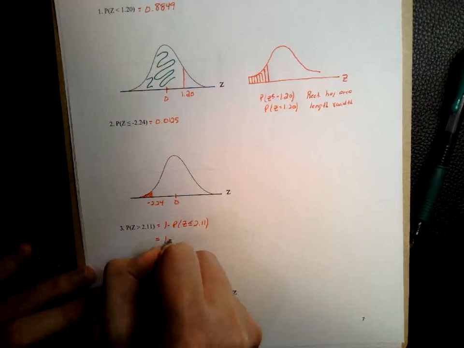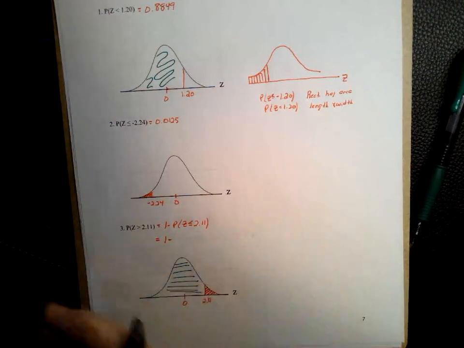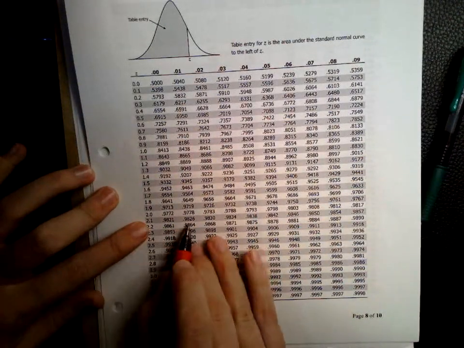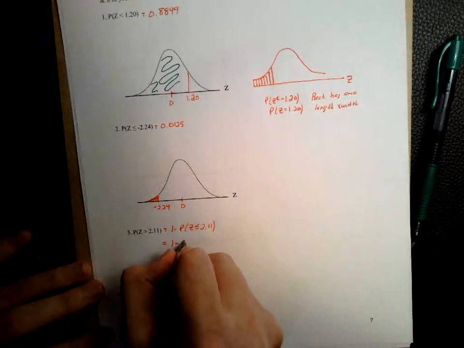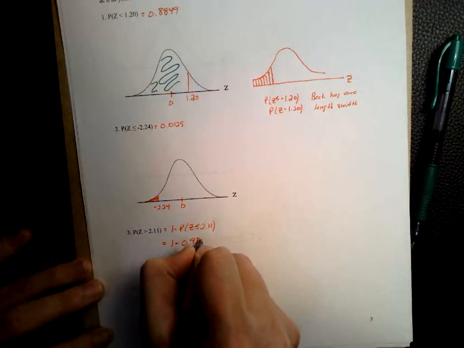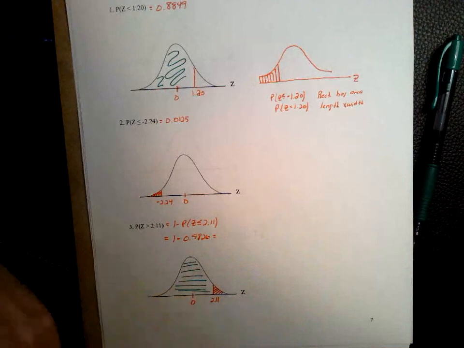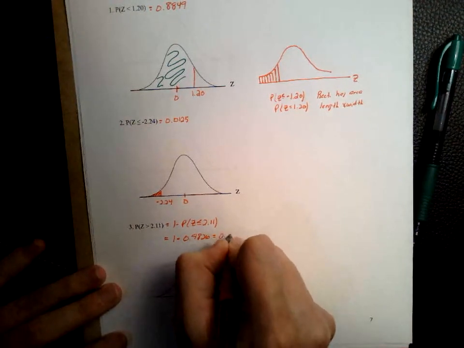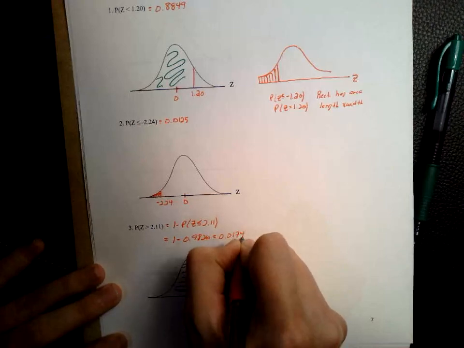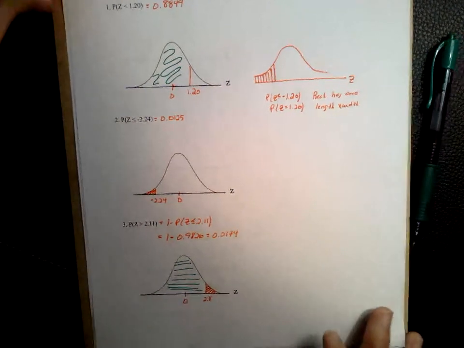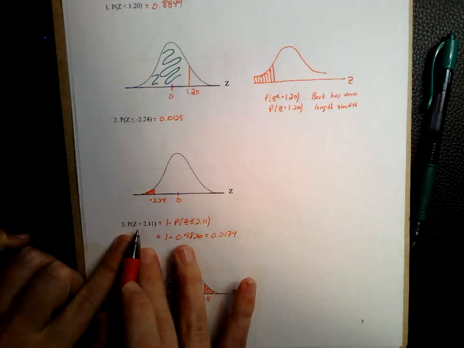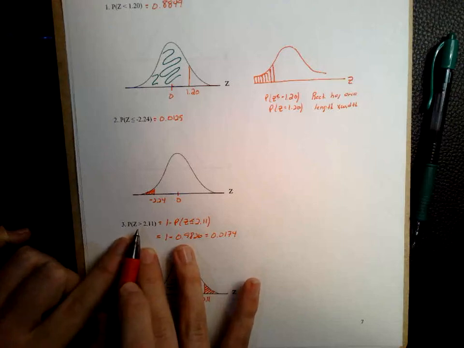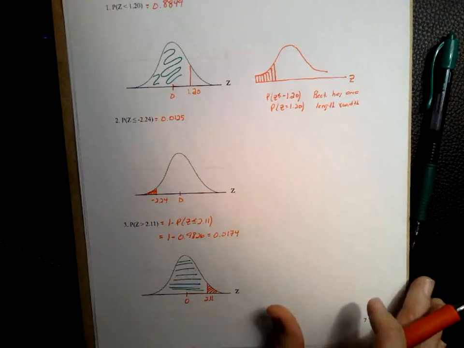And that would be 1 minus, if you look up the probability of z being less than or equal to 2.11 in the table, we go 2.1 and then 1 here. That's 0.9826. So that's 1 minus 0.9826, and that will give us a probability of 0.0174. So if you're given a problem where you're looking at the area to the right of something, then you want to take the area to the left and then take 1 minus that area to get the right-hand area.